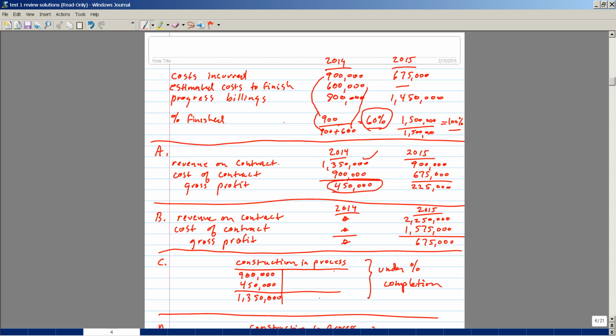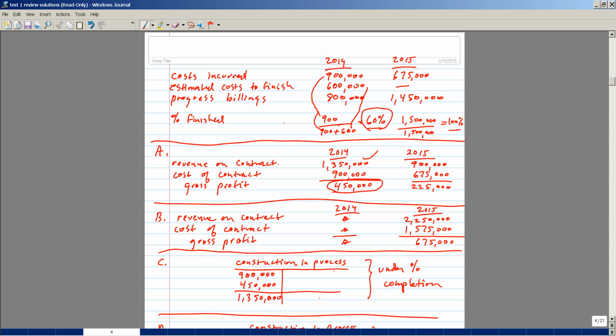Okay, for 2015, we're done with the job. We've earned $2,250,000 worth of revenue. So what we're going to do is take the $2,250,000, the total amount of revenue that we've earned, subtract from that the amount of revenue that we recognized in the first year, which is $1,350,000, and the difference, $900,000, is what we're going to recognize as revenue in 2015.